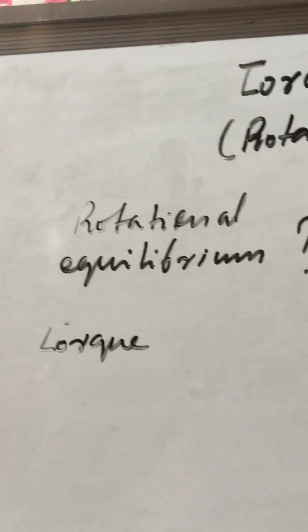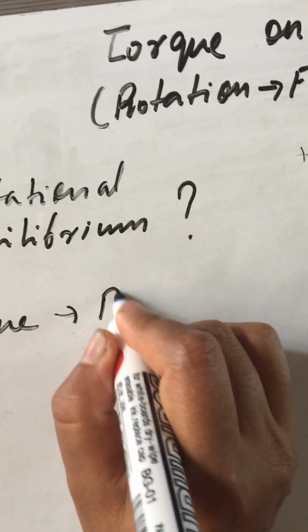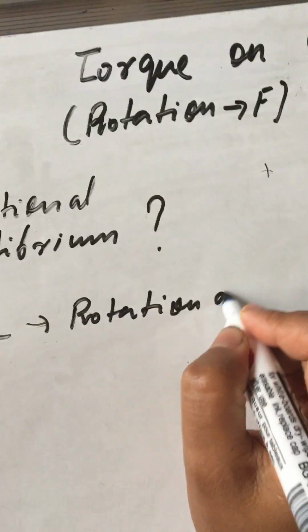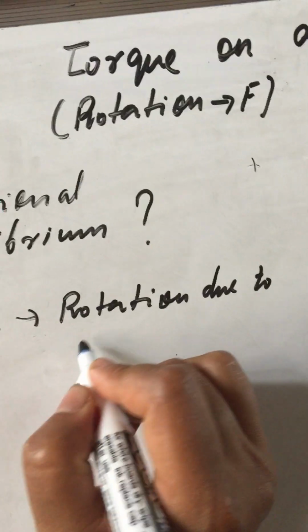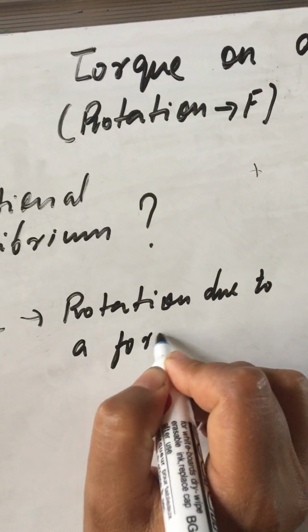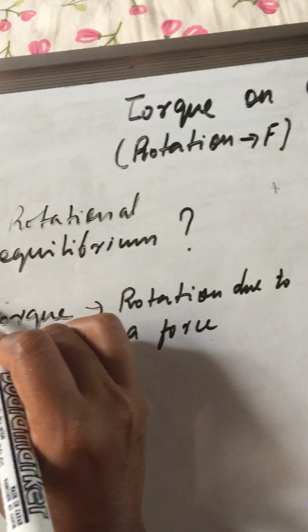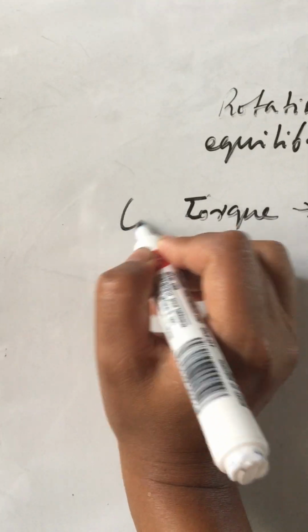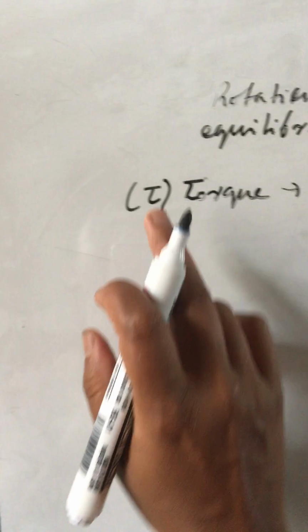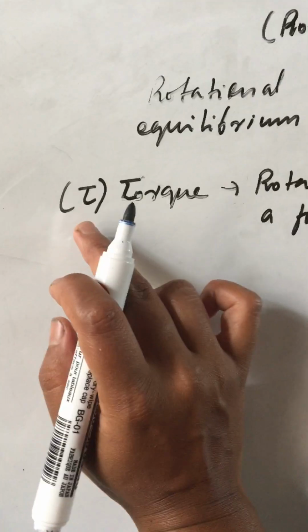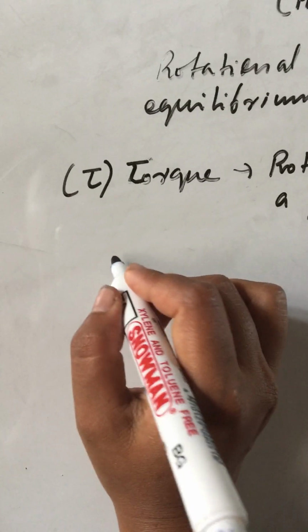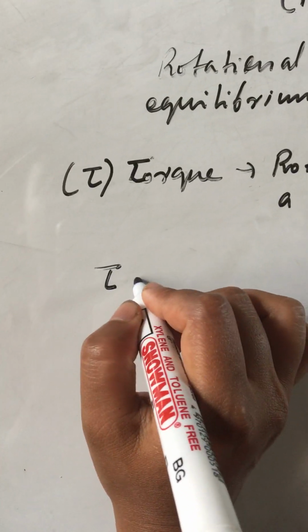What is torque? Torque is rotation due to a force. So the rotation due to a force is basically the study of torque. Now in class 11, this torque is denoted by the symbol tau, just like a T, but the tail of the T is turned a bit. In class 11 we have studied the definition of torque.